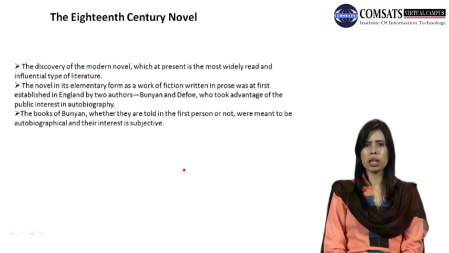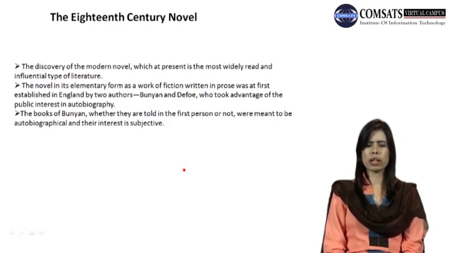At that time you can see the people were very much interested in reading autobiographies. So Bunyan and Defoe took advantage of people's interest and started writing autobiographies, and for the very first time they introduced the concept of the novel in the history of English literature, which is the most widely read and influential type of literature even today. People prefer reading novels much more than any other genre of English literature.